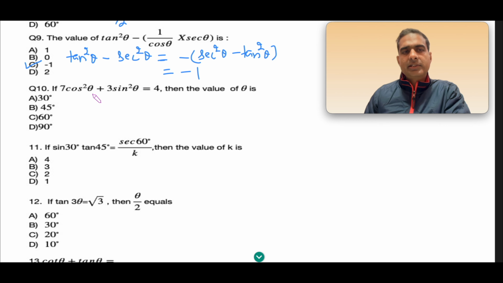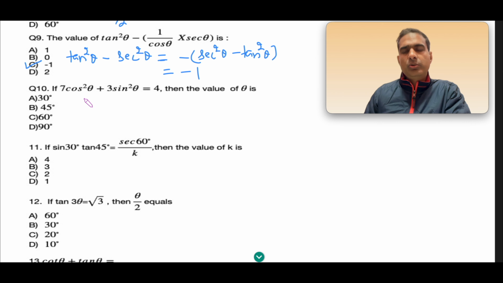Question number 10. 7 cos square theta plus 3 sin square theta is equal to 4, then the value of theta is? So a direct method can be, I can substitute the different options in this equation and see which of the options is satisfying. So that will be our answer. But that will take time because I have to substitute each of the angles, then solve it and see whether it is coming out to be 4 or not. But another intelligent way can be, we can try to simplify the left hand side.